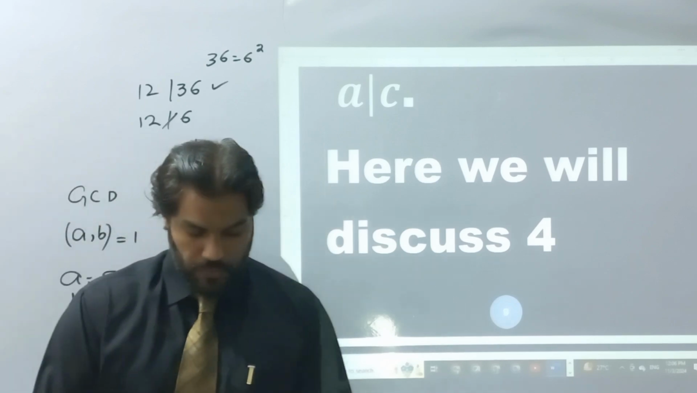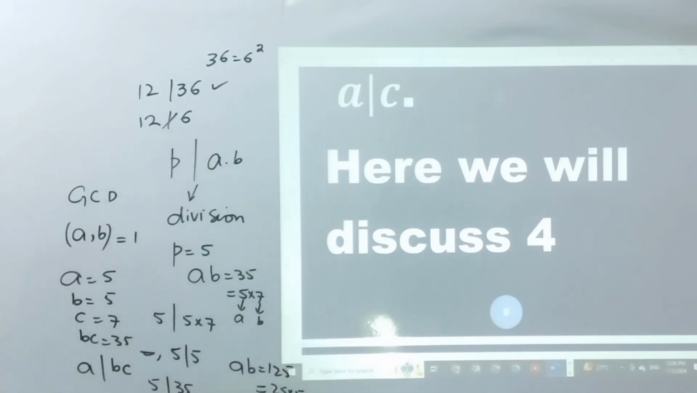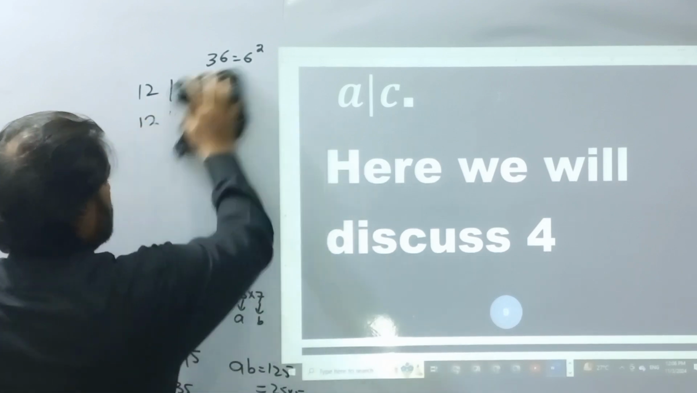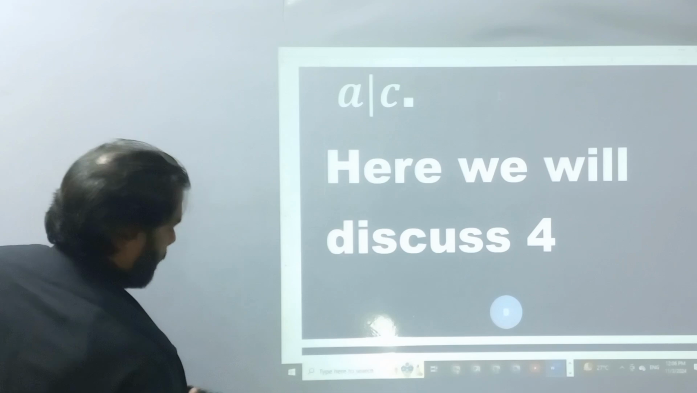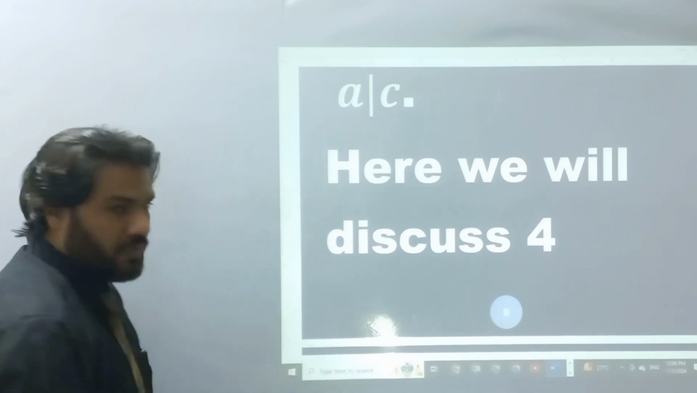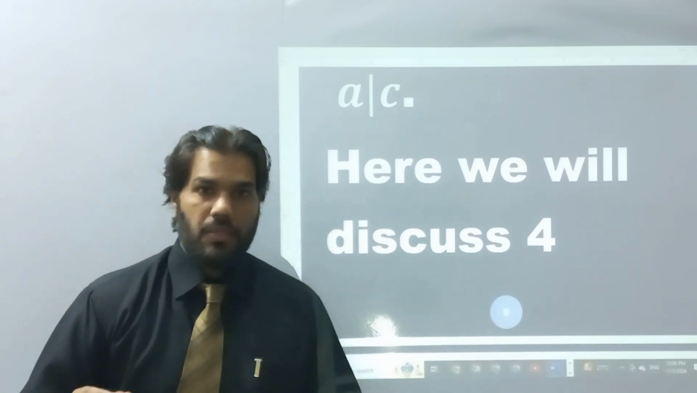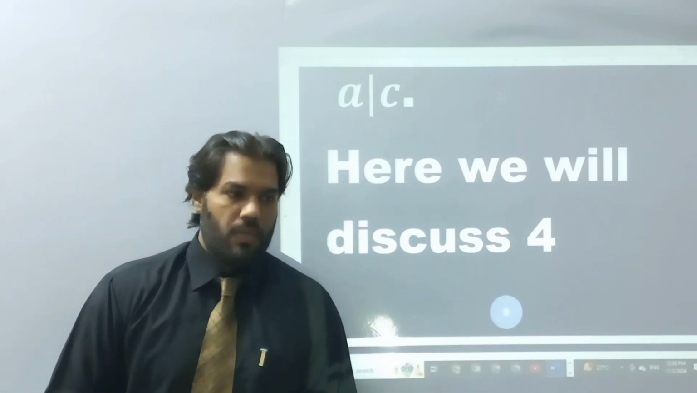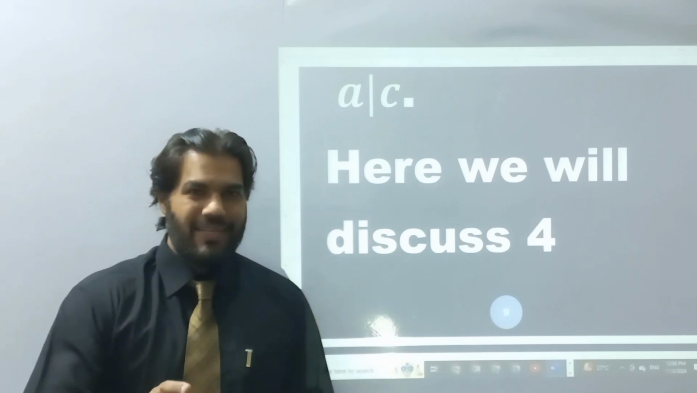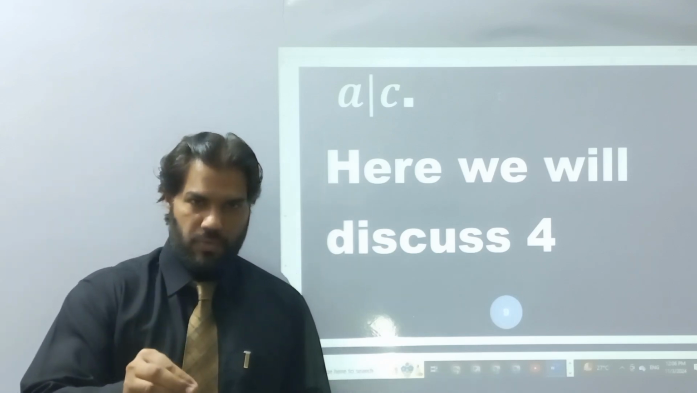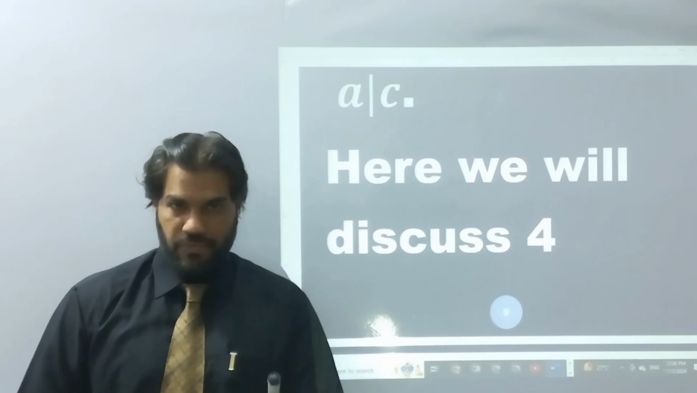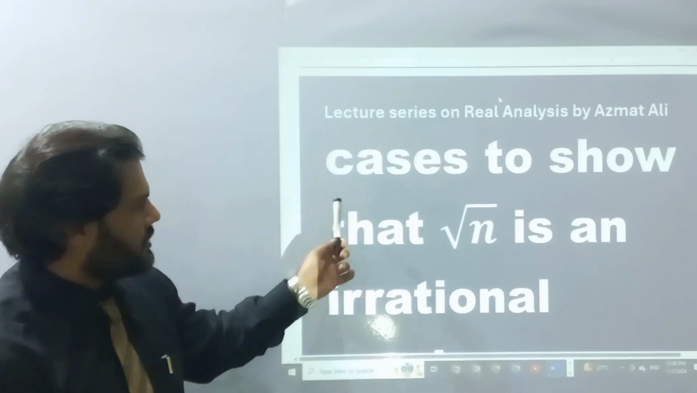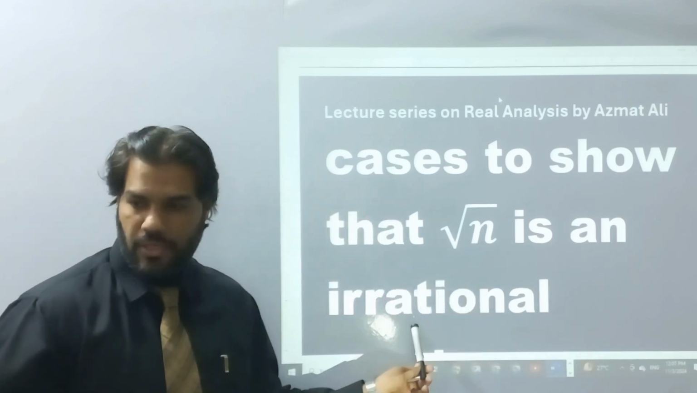Now we will discuss four cases that will cover the irrationality of any square root. If you observe, any positive integer is one of four types. We will discuss four cases to show that square root n is an irrational number.